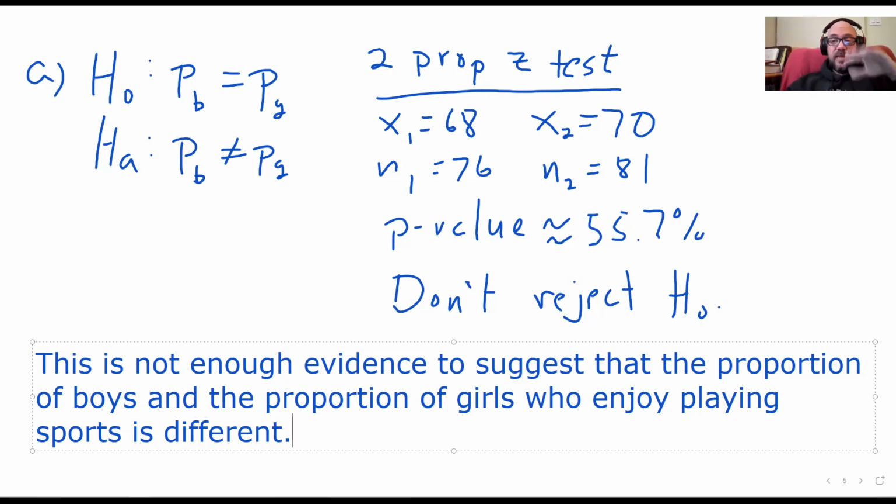Now, I'm going to do the confidence interval right now. What that should mean is that the confidence interval should contain 0. So I will be surprised if it doesn't. All right, so let's do our confidence interval here.